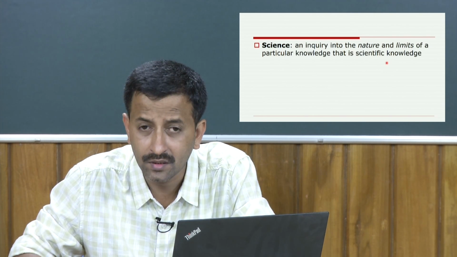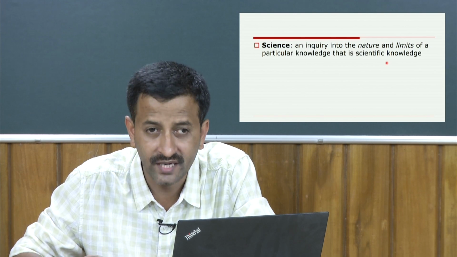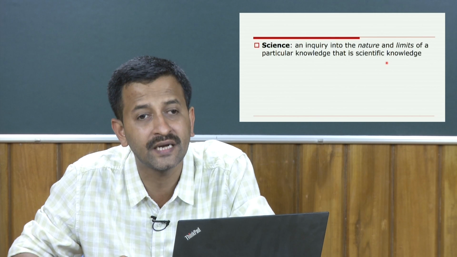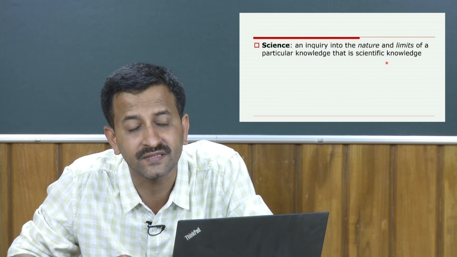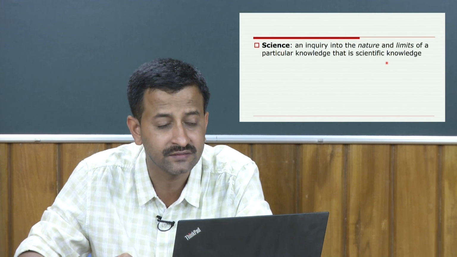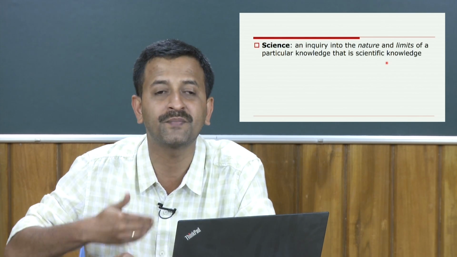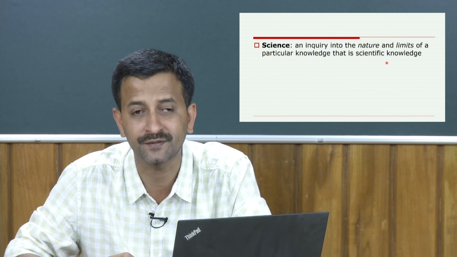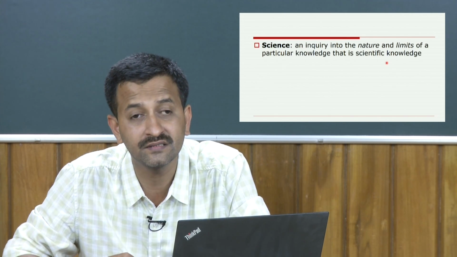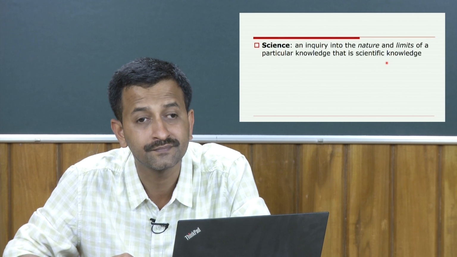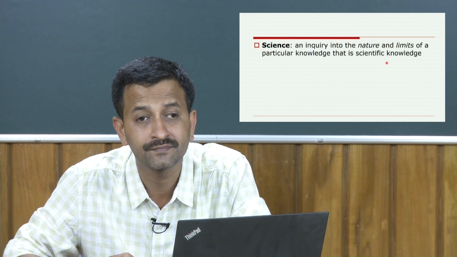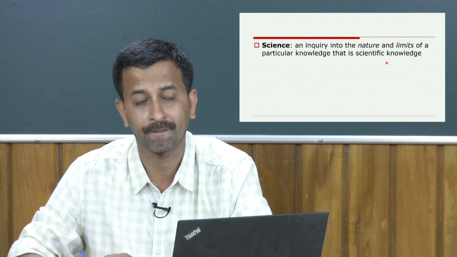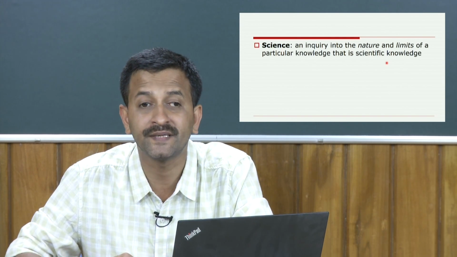The way we try to construe philosophy of science, it is an inquiry into the nature and limits of a particular knowledge, that is scientific knowledge. History of science is an inquiry into the nature and limits of a particular knowledge guided by history, guided by the methods of history. It may be archival research, historical research, library research and so on. And it may also be empirical history, which is guided by our experiences.